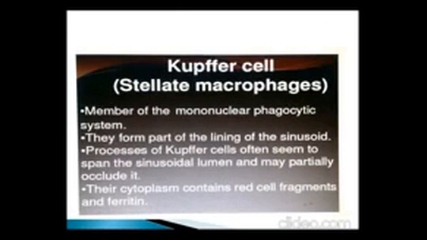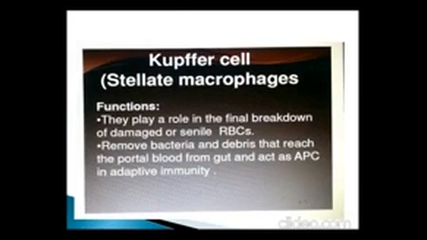Again the functions: they play a role in the final breakdown of the damaged RBCs or the senile RBCs, and they also help in the removal of bacteria and debris that reach the portal blood from the gut. So these are very much helpful and partly improve your immune levels. The immunity contribution is done by these particular Kupffer cells.